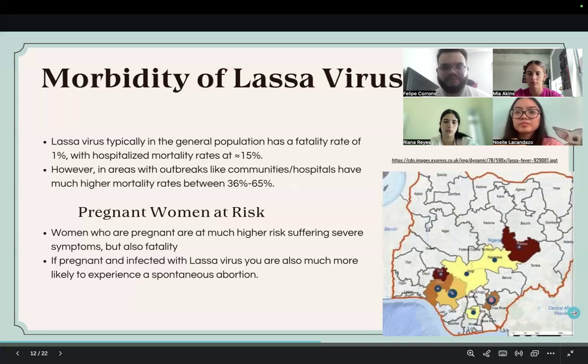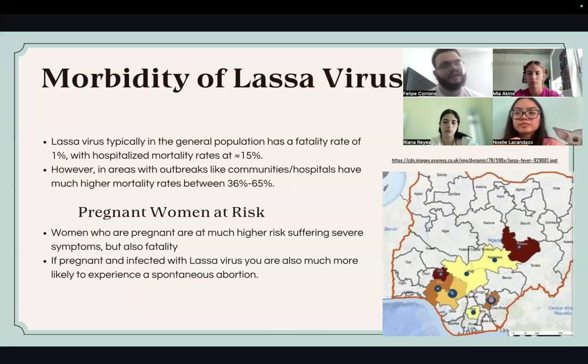Another very big problem with the Lassa virus is pregnant women. Once again, this virus is endemic to West Africa. They don't have as many resources as we have in the Western world, sadly. But when you are pregnant and you get infected by Lassa virus, you have a much higher risk of facing more severe symptoms and also fatal symptoms.